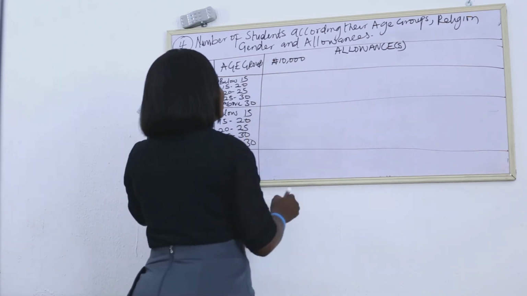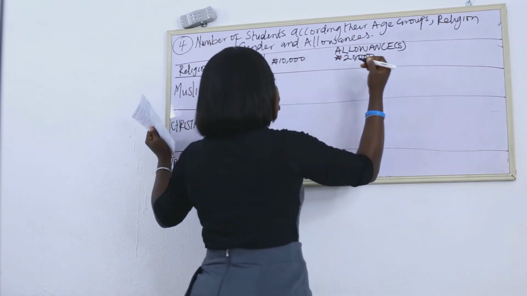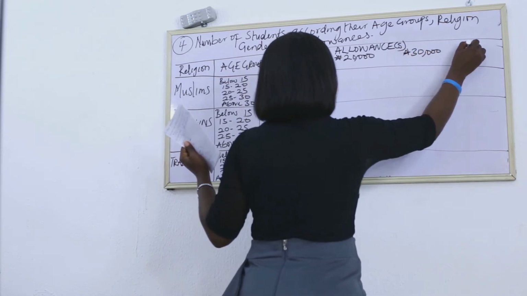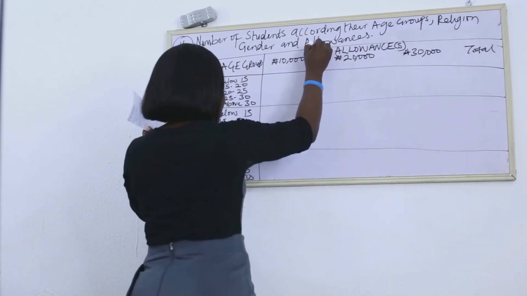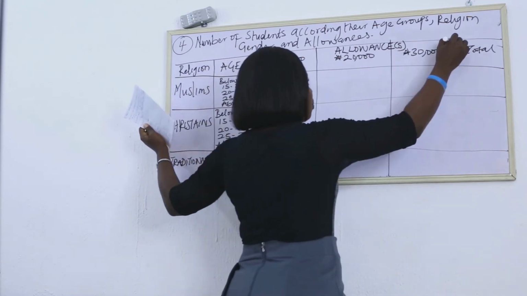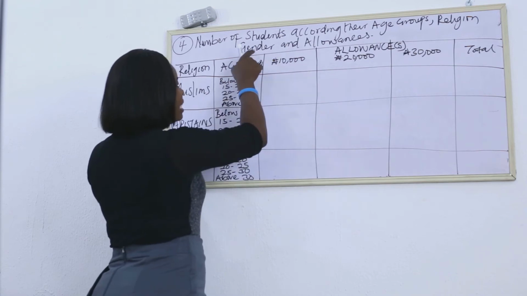10,000 naira. Then the second set of allowance is what? 20,000 per month. Then the third allowance is what? 30,000 per month. So I'm breaking each of the allowances down. And for each allowance, don't forget, the gender is now represented.